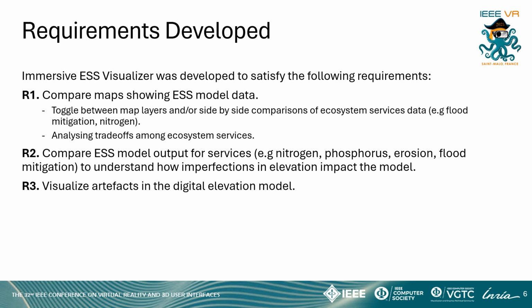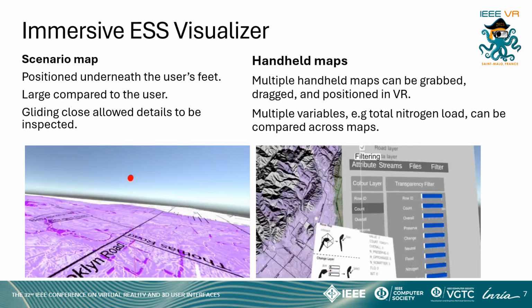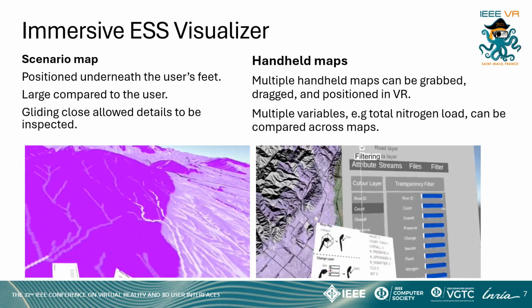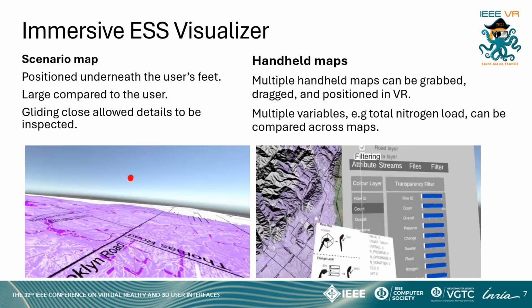And thirdly, the ability to visualize artifacts in the digital elevation model, identify how imperfections in elevation could affect model output for services such as nitrogen, phosphorus, erosion, and flood mitigation. Features of Immersive ESS Visualizer were developed in order to satisfy the user requirements. The scenario map was positioned underneath the user's feet. It was large so that users could glide over it and glide close to inspect details in the elevation.